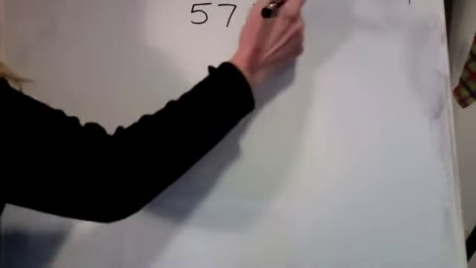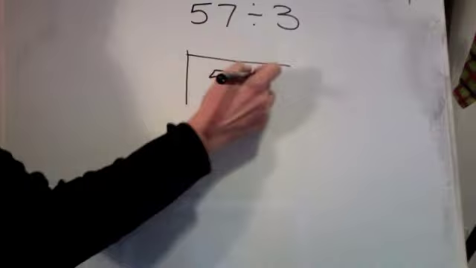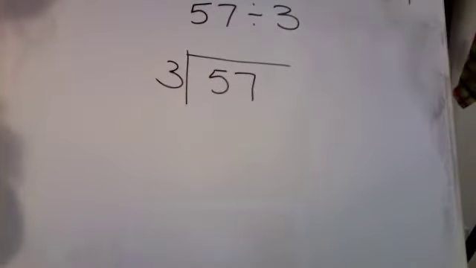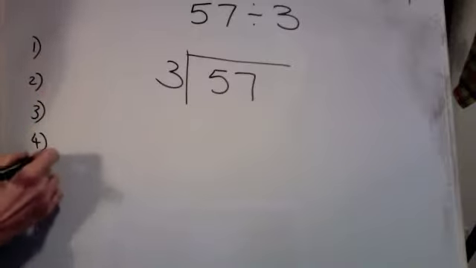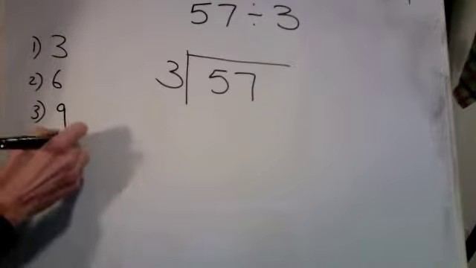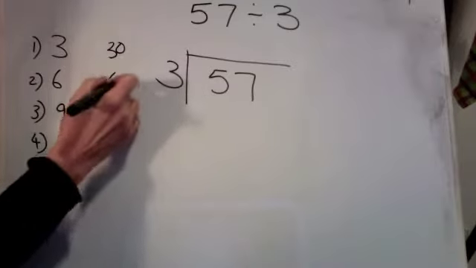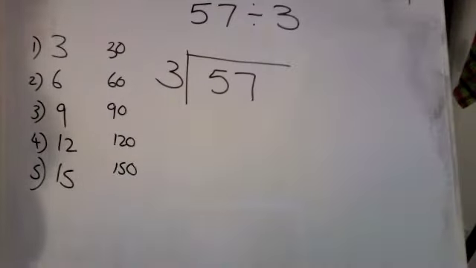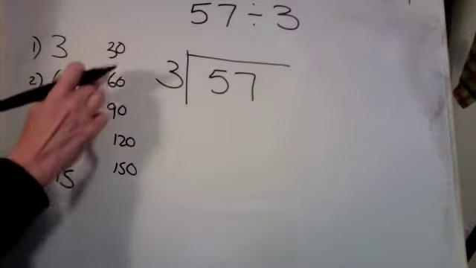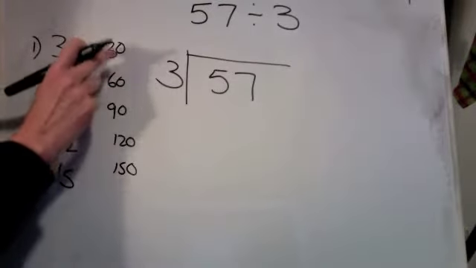57 divided by 3. Step 1, write out the bus stop. Step 2, first 5 multiples. 1, 2, 3, 4, 5, 3, 6, 9, 12, 15. And then I want 10 times each of these. I'm looking for a number as close to 57 as possible without going over. 60 is the closest number I have, but it's over 57, it's too big. So I'm going to go to 30.